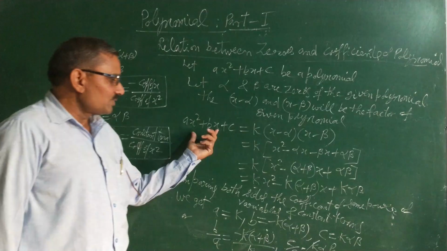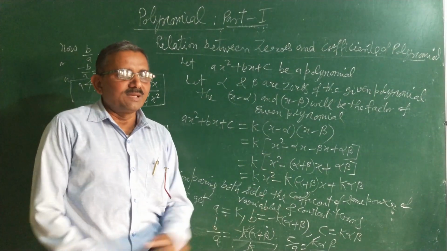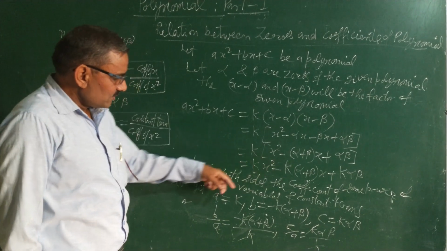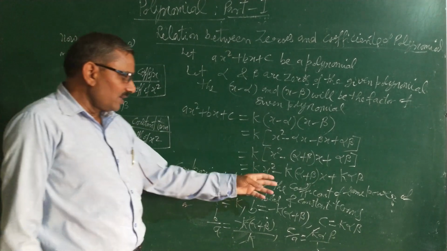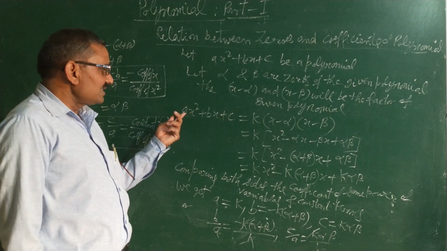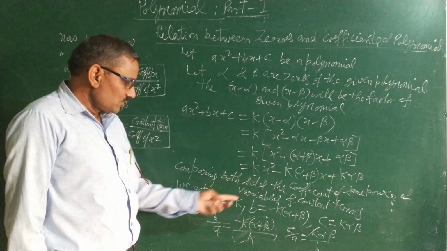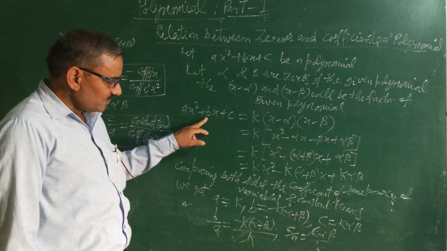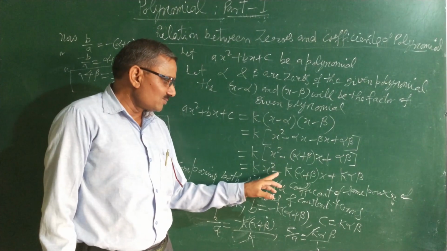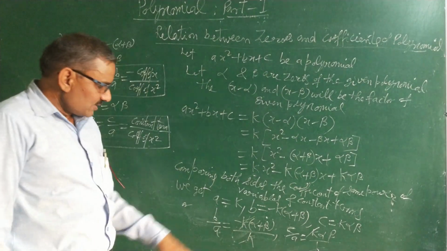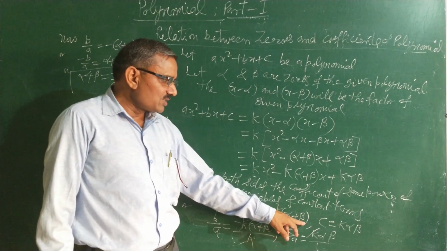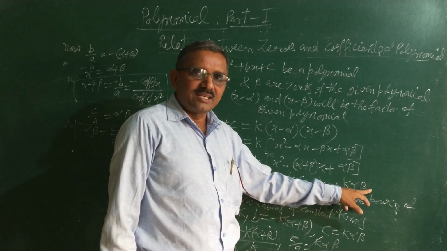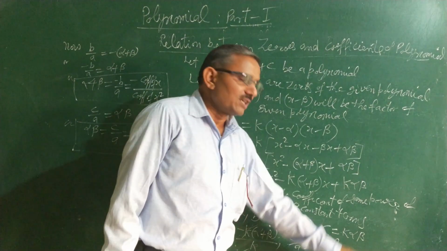Now for left hand side to be equal to right hand side, this is possible only when the coefficients of the same power of the variable are equal. So the coefficient of x square is a on the left, and on the right the coefficient of x square is k, so a is equal to k. Now the coefficient of x on the left side is b, and the coefficient of x on the right side is minus k times alpha plus beta. So b is equal to minus k times alpha plus beta. Again the constant term is c, and here the constant term is k alpha beta. So c is equal to k alpha beta.